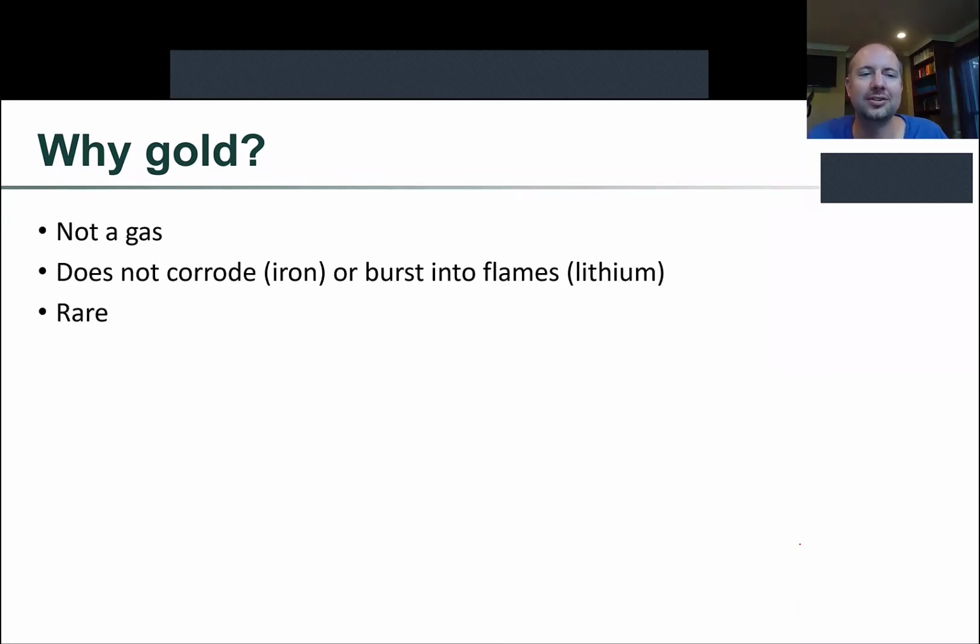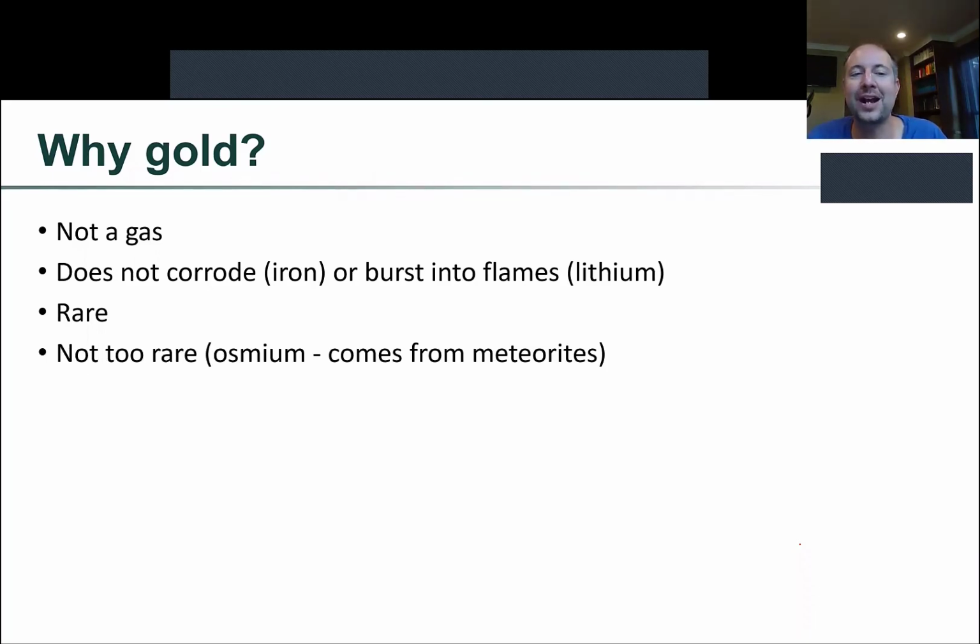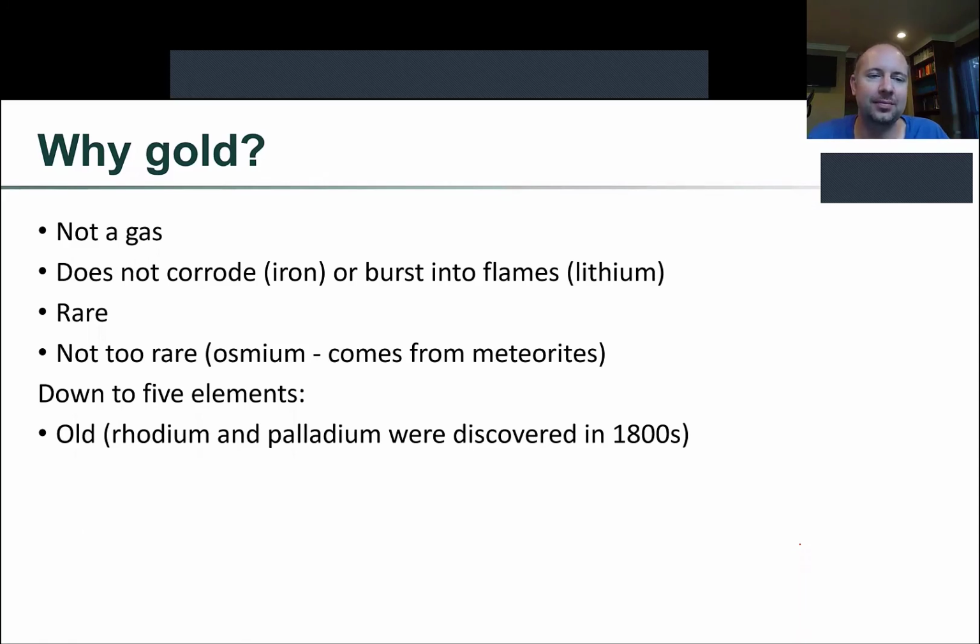It's rare. Imagine if I was being paid in something like cast iron. There's lots of it, so it's cheap. I would need to be paid some huge amount of cast iron, and anything I bought would take some huge amount of cast iron. But it's not too rare either. There's something like osmium, which is an element that comes from meteorites. There's so little of it, it'd be difficult to get any significant amount to use as currency. So that takes us down to 5 elements. Some of the remaining 5 aren't very old. Rhodium and palladium were not discovered until the 1800s, so we can't have a 1,000-year history of using those as currency.